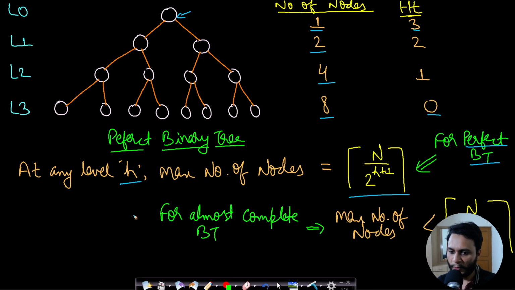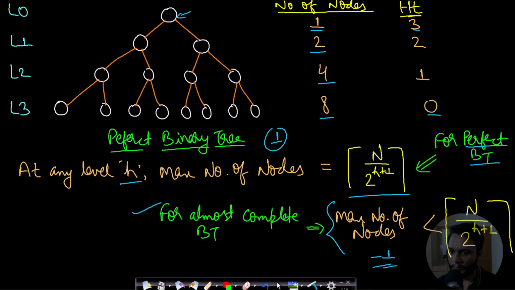For an almost complete binary tree, all the levels will not be entirely filled, and therefore it will have at least one node less than the perfect binary tree. These concepts I have already explained in my previous videos, so do watch them. The link will be given in the description below. So the maximum number of nodes in this case will be at least one less than what we have for the perfect binary tree, and therefore it will always be less than ceil of n by 2 to the power h plus 1. I hope you got this concept. You can take some examples and dry run, and you will understand it better.